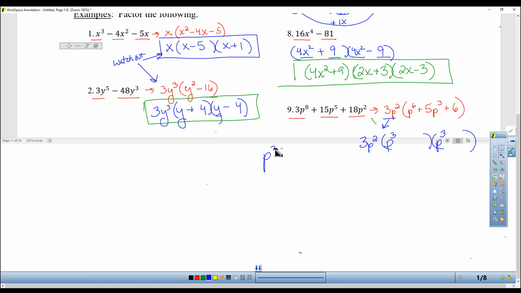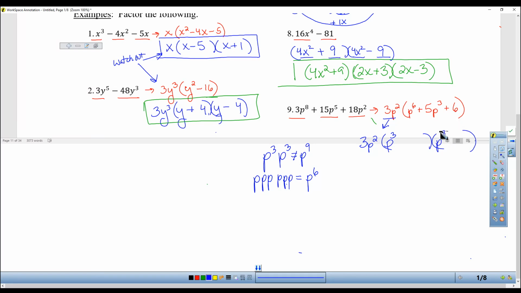Remember that p to the 3rd times p to the 3rd is not p to the 9th. It's p to the 6 because this means p times p times p, and this one means p times p times p. And how do we write p times p times p times p times p times p? The exponential expression is p to the 6. So that's why it's not p to the 9th. So I can break this down into p to the 3rd times p to the 3rd.